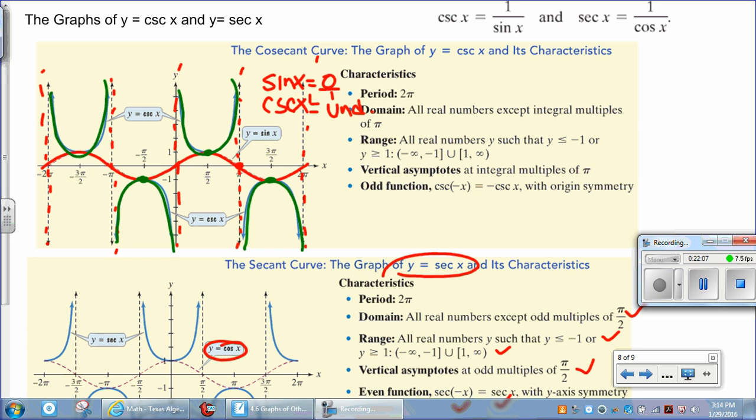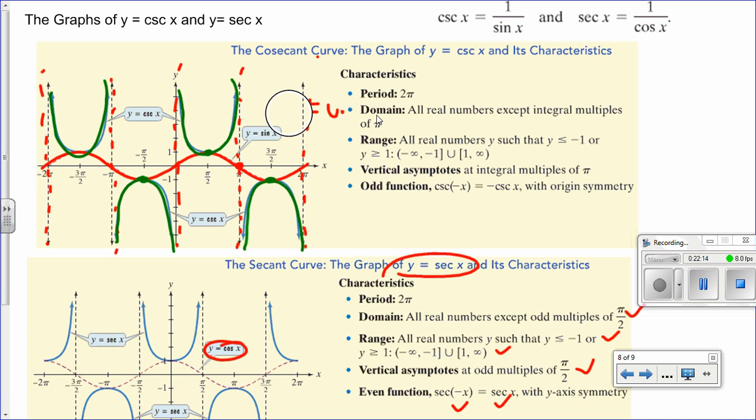So let's go over the period, domain, range, vertical asymptotes, and whether it's odd or even. By definition, the sine function is said to be an odd function. So if the sine function is an odd function, then cosecant is also going to be an odd function.